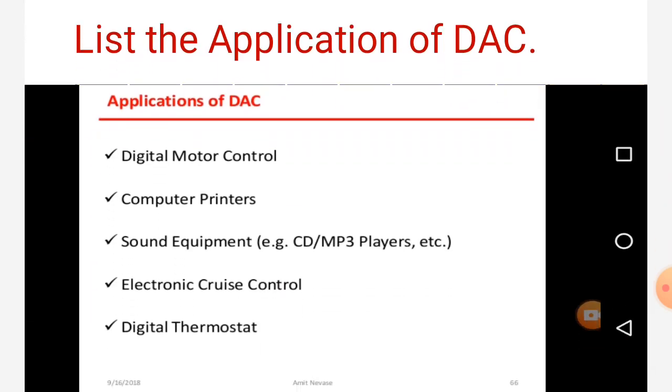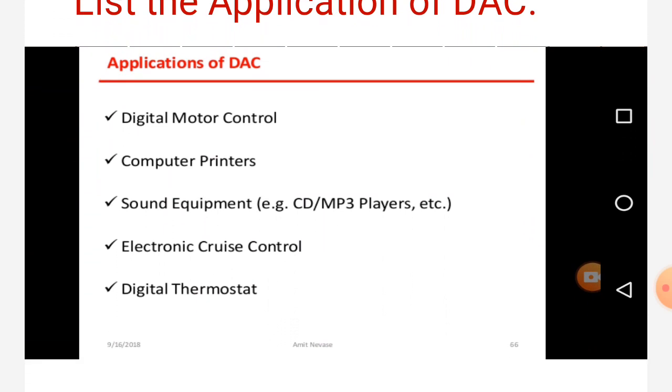Then list the applications of DAC: digital motor control, computer printers, sound equipment, for example CD or MP3 players, electronic cruise control, digital thermostat, etc. These are some applications of DAC, and from the exam point of view, this is a very important question for 5 marks.